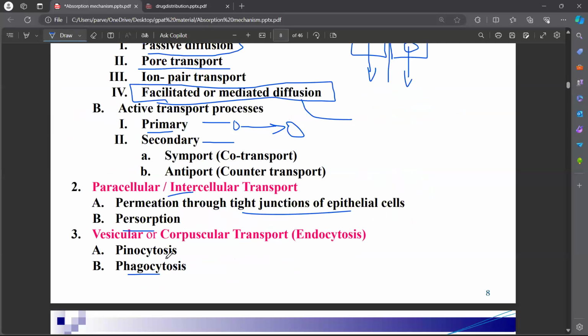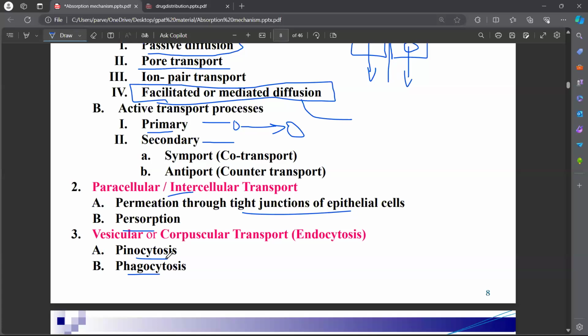What is the main difference? Cell eating and cell drinking. Which is cell eating and which is cell drinking? Pino is drinking. Okay, so phago is eating, pino is cell drinking. Great, guys.